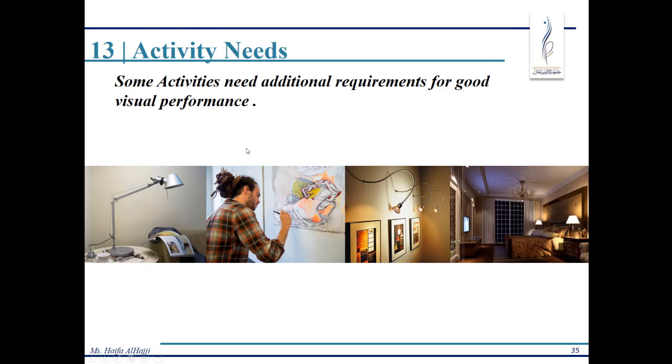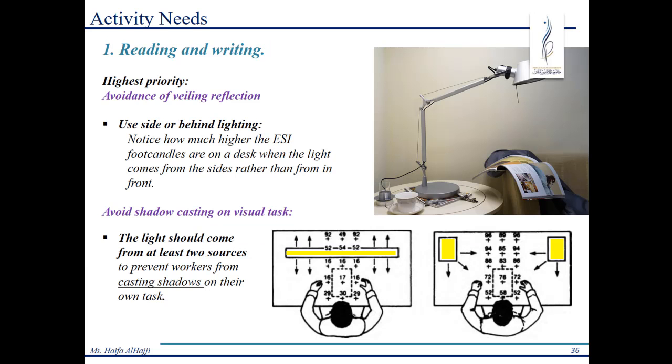Now, we understood in general what issues we need to take into consideration in designing the interior spaces: the location of the windows, the location of the lighting, the location of the objects, the furniture, and the reflections of the surfaces. We learned everything about this. Now we need to take specific cases, or let's say activity needs. Each need has certain requirements, so we need to take a couple of them and have a look.